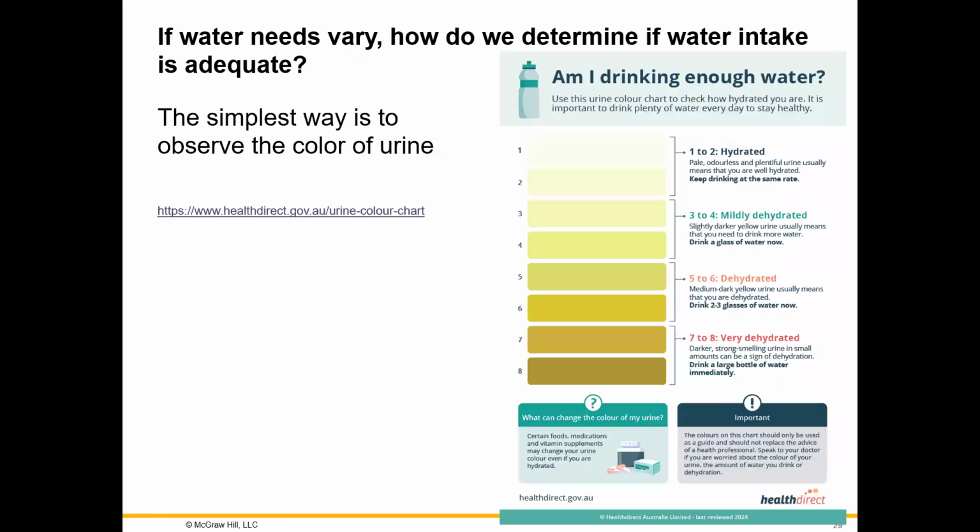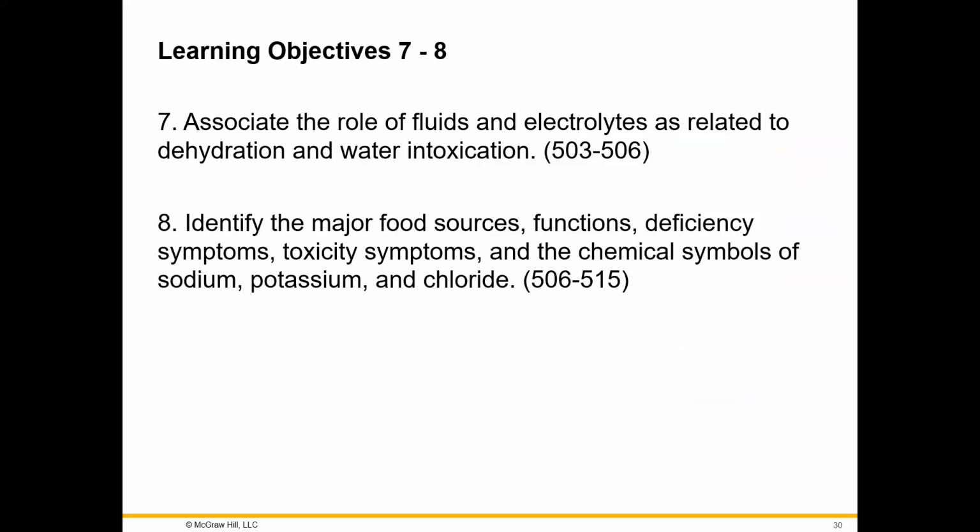What is one really simple way to determine if you're adequately hydrated? It's to look at the color of your urine. They say clear pee is happy pee. So if you are anywhere sort of below 1 or 2 on that scale, you probably need to drink some water. All right, let's move on to learning objectives 7 and 8.